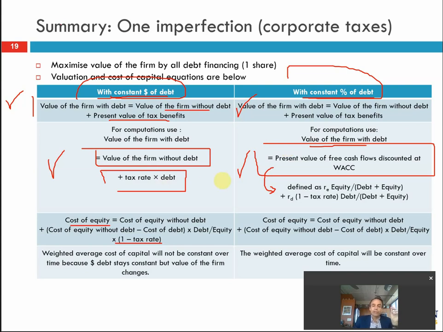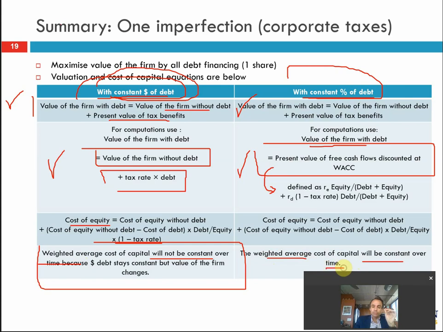Finally, let's comment about the weighted average cost of capital. If you have a constant dollar amount of debt, like $20 billion, the weighted average cost of capital won't be constant over time because the debt's going to stay constant in dollar terms, but the value of the firm each year is going to be different. And therefore, the weighted average cost of capital will be different every year because you've got a different proportion of debt versus equity finance in the business. But with a constant percentage of debt to finance the business, the weighted average cost of capital will be constant over time. And that's a fundamental difference.